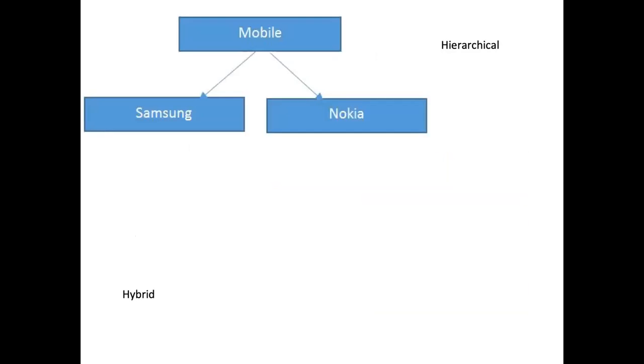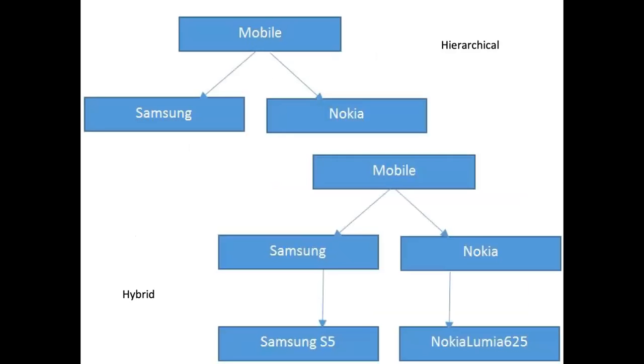So you can have a hierarchical structure of this form जिसमें एक से ज्यादा कंपनीज इन्वॉल्व हो सकती हैं. Then you can have a hybrid structure of this form जिसमें नोकिया का अपना मॉडल है, सैमसंग का अपना मॉडल है, and so on and so forth. This could be an example.